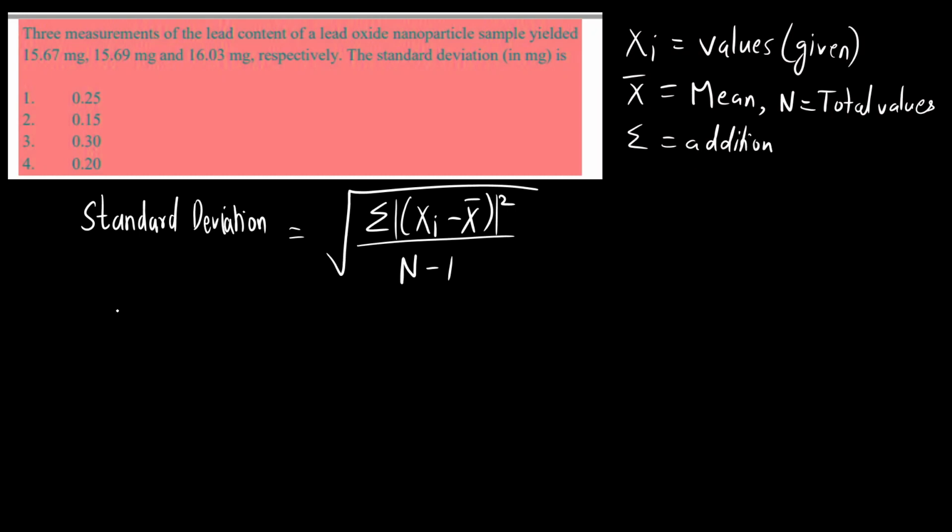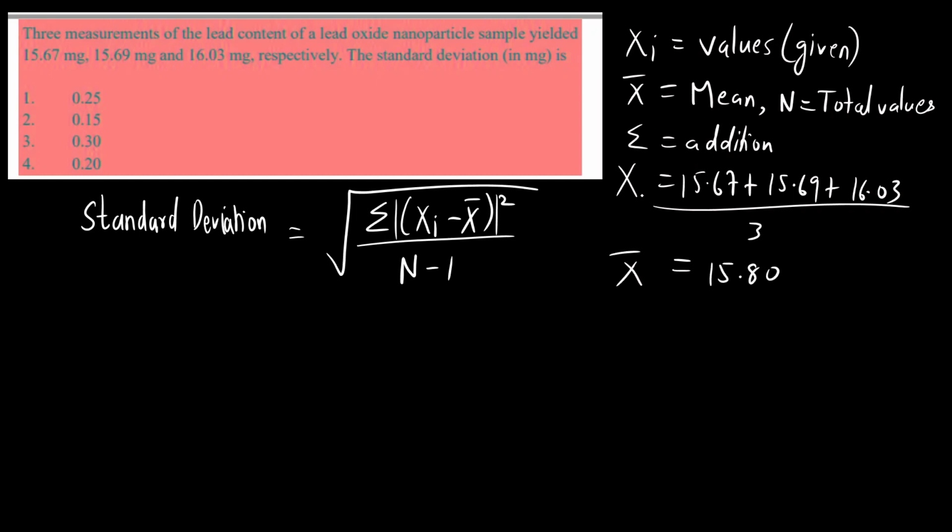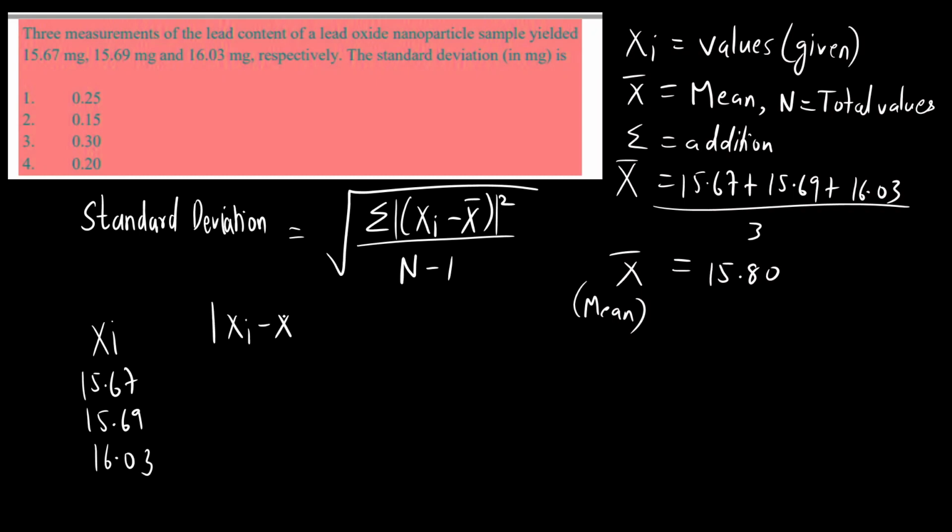So how do you find it? First let us find the mean. What will be the mean? Add all the values and divide by 3. Take the average: 15.67 plus 15.69 plus 16.03, divided by 3. This comes out to be 15.8. This is the value of x bar, the mean. Now write down the values of xi: 15.67, 15.69, 16.03.